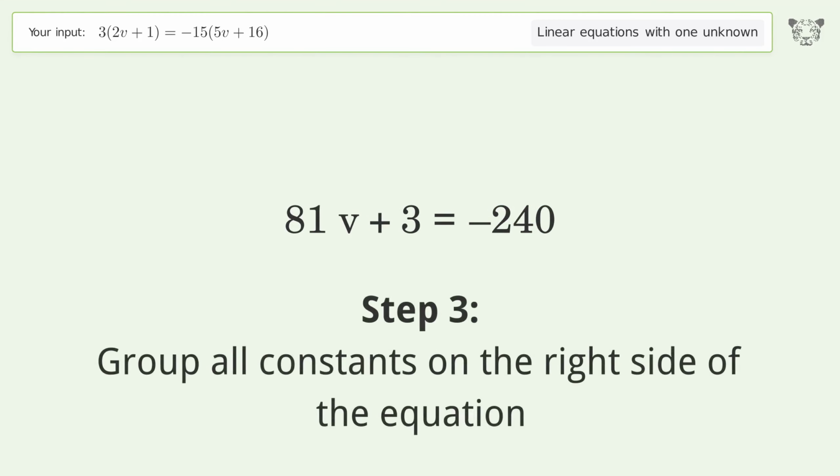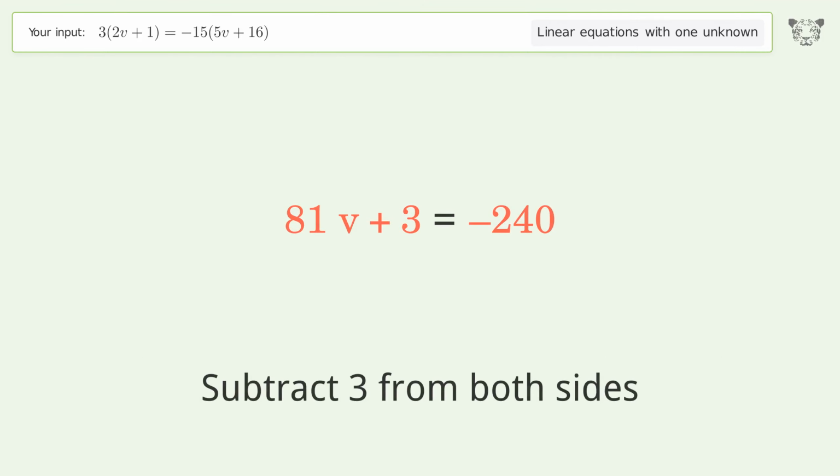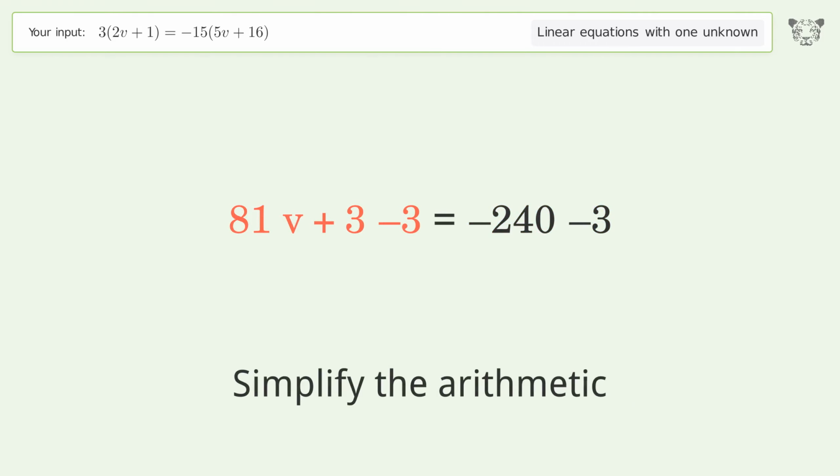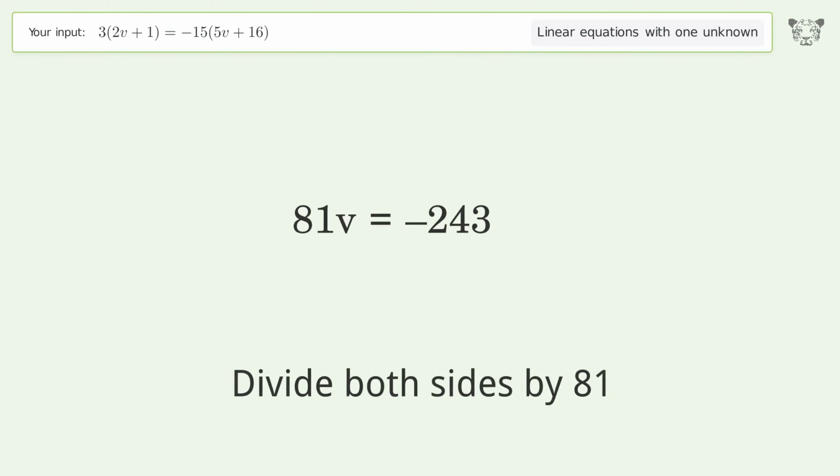Group all constants on the right side of the equation. Subtract 3 from both sides. Simplify the arithmetic. Isolate the v. Divide both sides by 81.